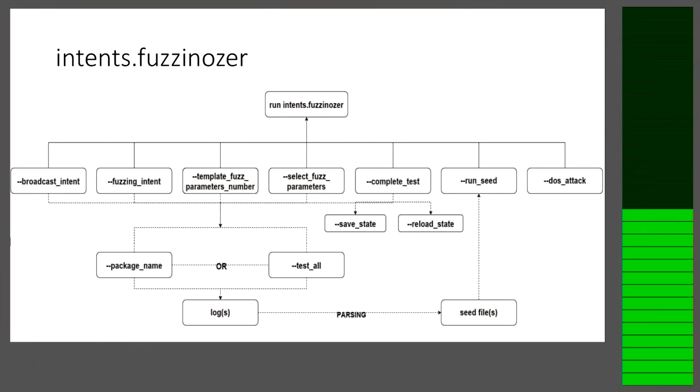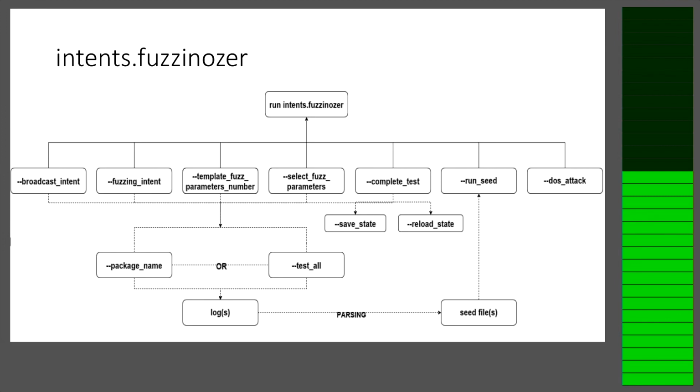It can save a seed file, which is actually a trace of all the intents which have been run until a crash occurred. And if a crash occurred, you have a log file saved, and also the state, just not to must rerun the whole thing from the beginning, but from the crash point onwards.